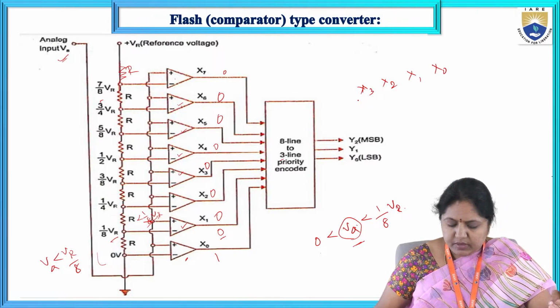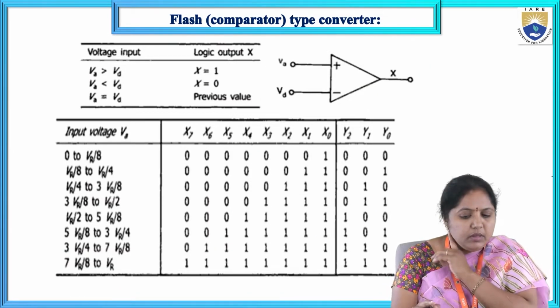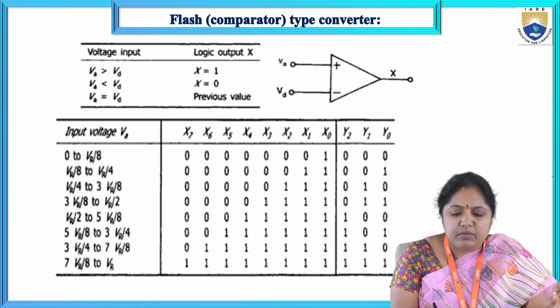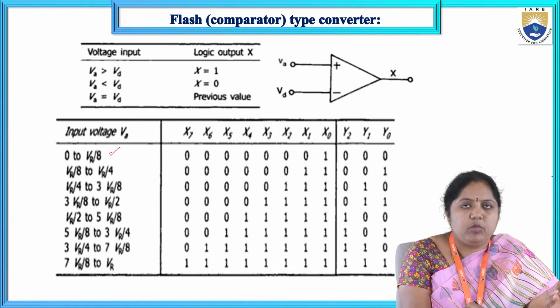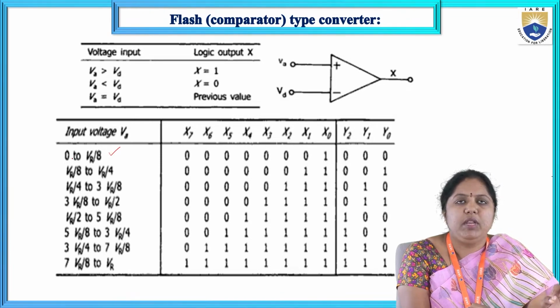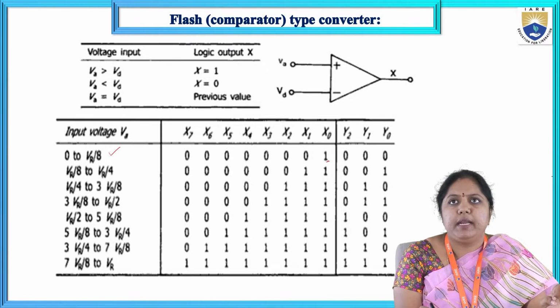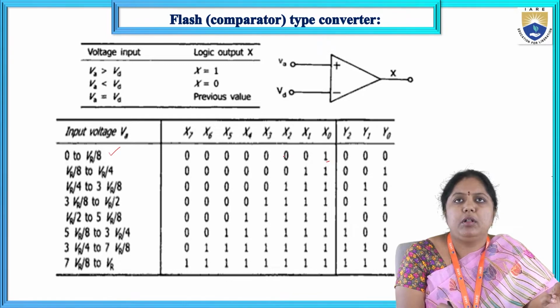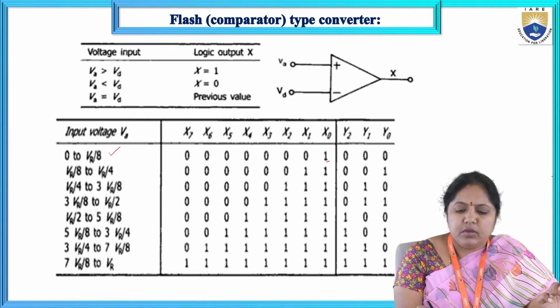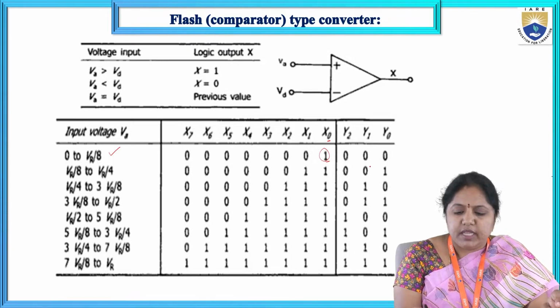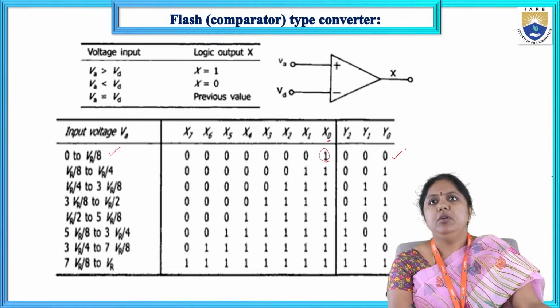Otherwise, if I show the table here, this is a tabular column for the priority encoder. Here, the first case I have discussed. For the first comparator, the analog input voltage value is between 0 to VR by 8. At that time, I got the output of the first comparator X0 equal to 1 and all the remaining bit values equal to 0. So here, with X0 alone being 1 and the remaining bits 0, it will encode this position and generate the output 0, 0, 0.